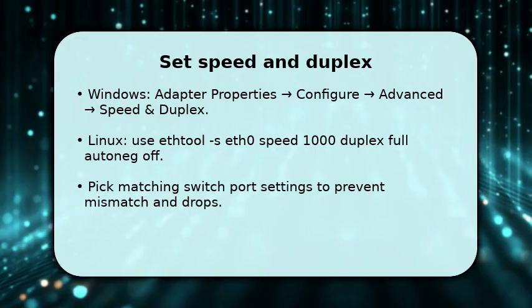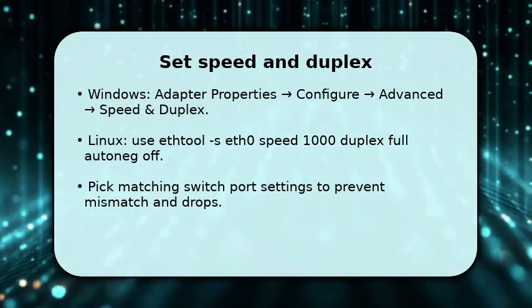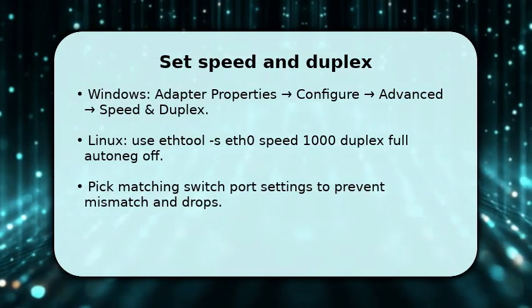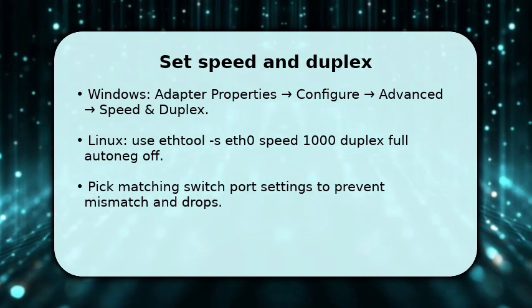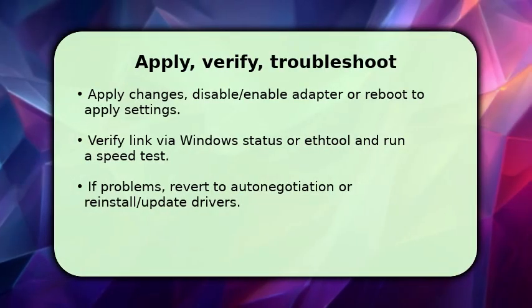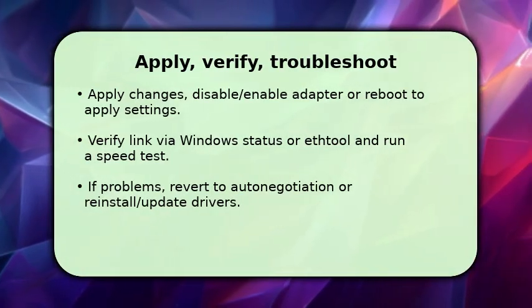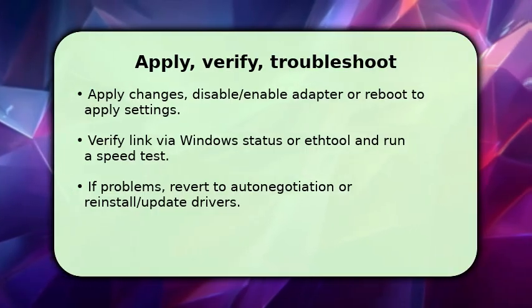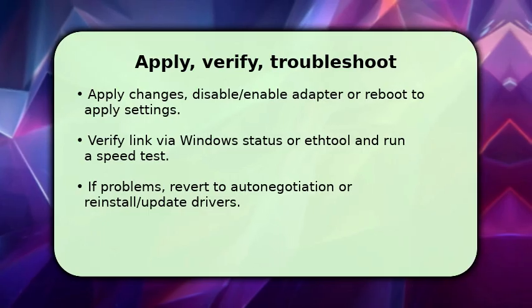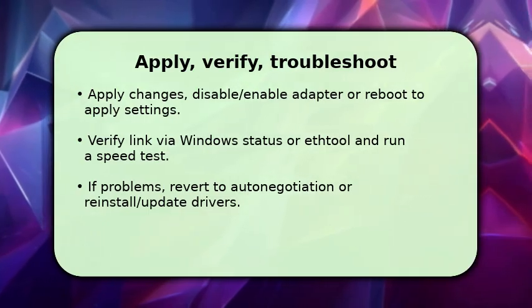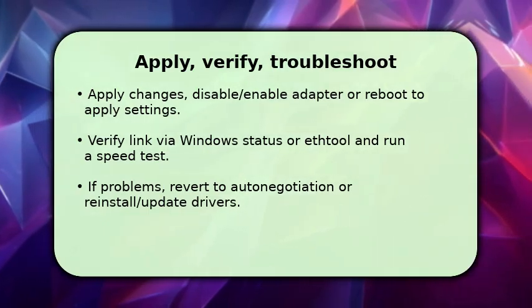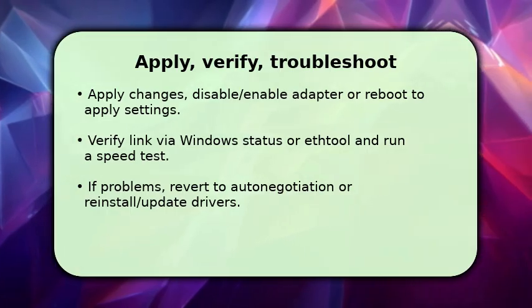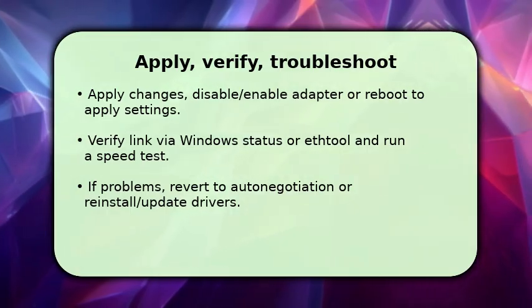Make sure to match the physical switch or router port settings because mismatched duplex or unsupported speeds cause packet loss and poor throughput. Once you apply the new setting, disable and re-enable the adapter or reboot to ensure the NIC and switch renegotiate. Verify the result in the adapter status dialog on Windows or with ethtool eth0 on Linux, then run a quick throughput test to confirm performance.